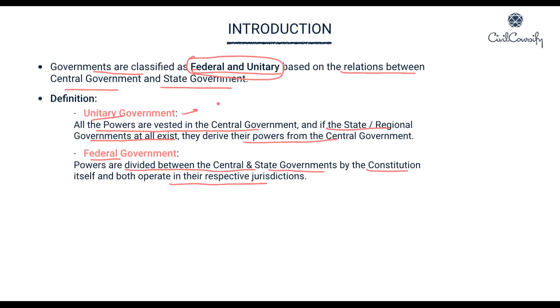So in a unitary form of government, center is the king and it has supreme powers. It has the power to form or not form a state or a regional government. And in a federal form of government, both the center and the state or provincial government exist, and their powers have been divided and written in the constitution itself. It is not mandatory that both of them would have equal powers, but whatever ratio it has been divided in, it is mentioned in the constitution.